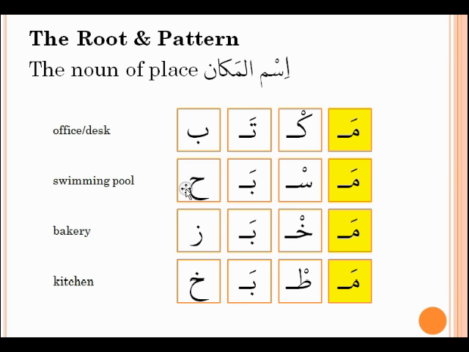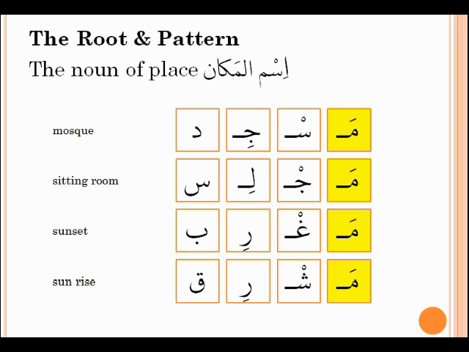Masbah, this is the pool here, from sabaha, meaning to swim. And makhbaz, most of you might know khubz, which is bread. So makhbaz is the place where you make or buy bread. Matbakh is the place where you cook.